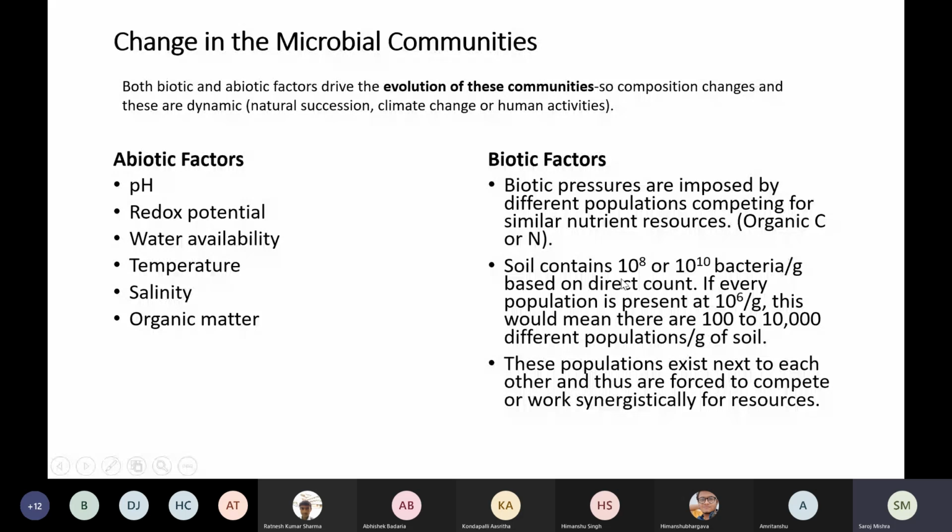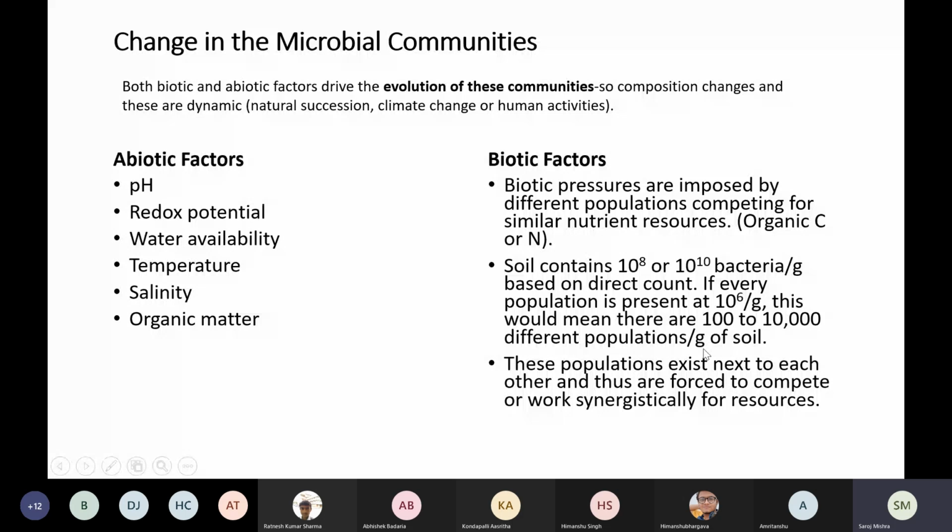So if you were to take 1 gram of soil and find out how many bacteria it contains, you can do a dilution, and you can simply look at it under the microscope. You can make a 100-fold dilution, a 200-fold dilution and just look at it on the slide. So you will be able to see how many bacteria are present here. If every population is present at 10 to the 6 per gram, this would mean that there are 100 to 10,000 different populations per gram of soil.